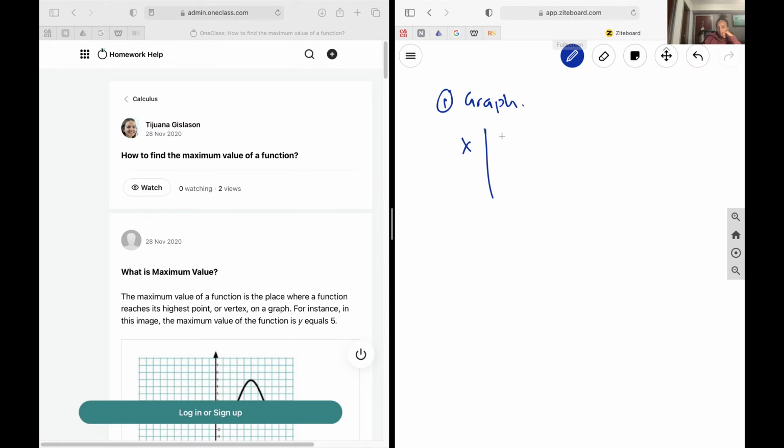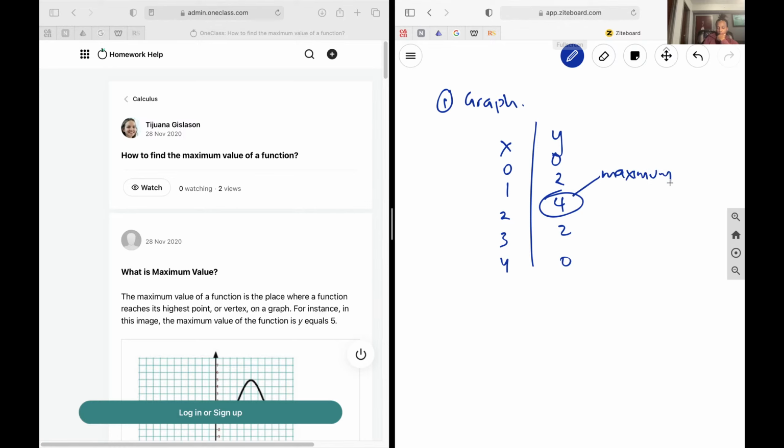So let's say I'm plotting some function, and I have x and I have y. I get 0, 1, 2, 3, 4 as an example. At 0, y is 0. At 1, it's 2, then 4, and then it starts decreasing. And so, of course, I'm going to notice that 4 is the maximum value, because I see that y is increasing and then decreasing. So I have my maximum.